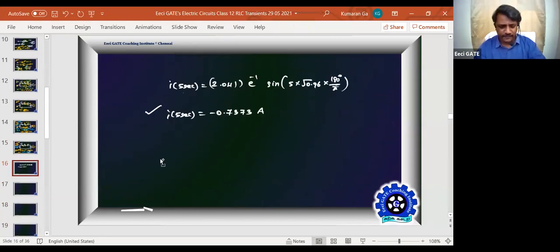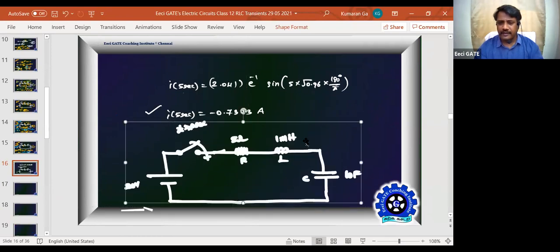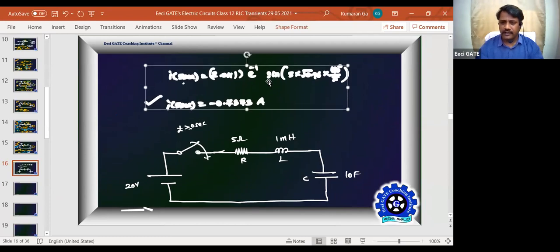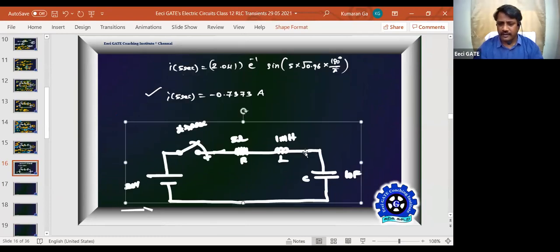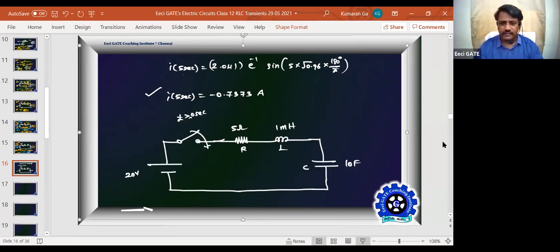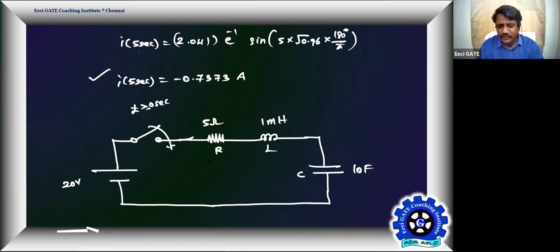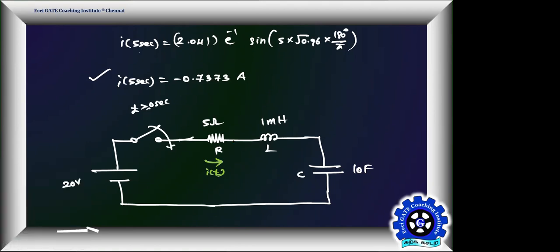At this point of time, understand what really happens in the circuit now. The current is negative. Current is negative means how we took the current direction? We took the current in this direction, that's what our i of t is. Current is negative means what is the right direction now? Oppositely, right to left.